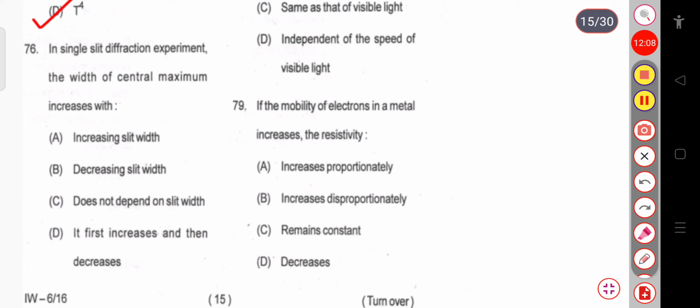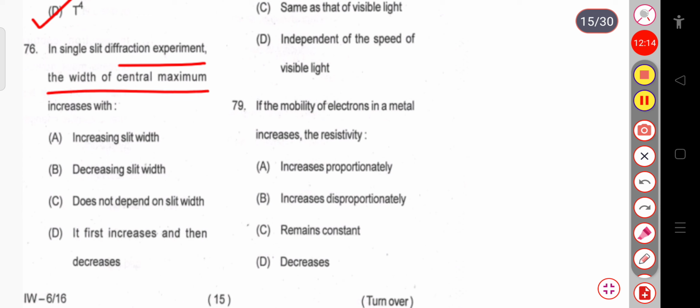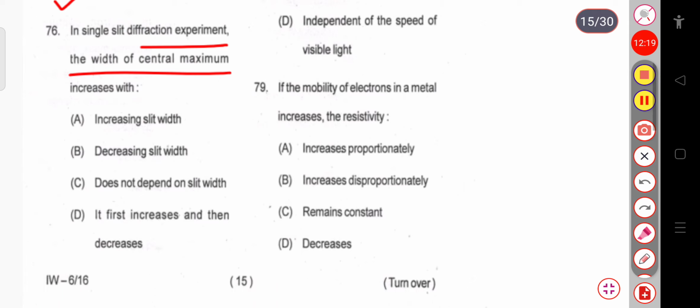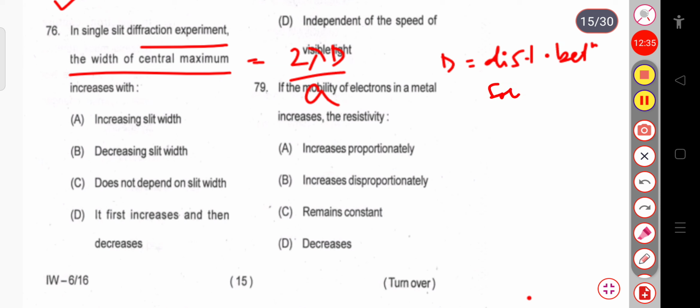The next question is, in the single slit diffraction experiment, the width of the central maximum increases with the, so you know, from the single slit diffraction experiment, the central maximum is equal to 2 lambda d by a, where this d represents the distance between the source and the slit, and here the a represents the separation of slit.